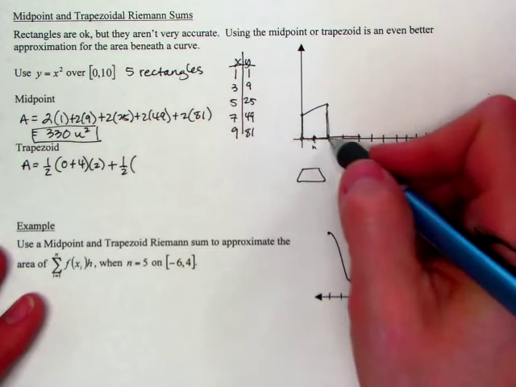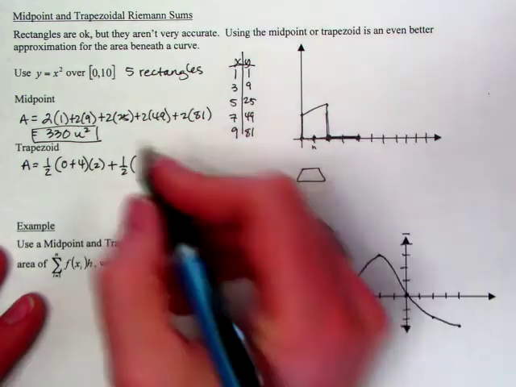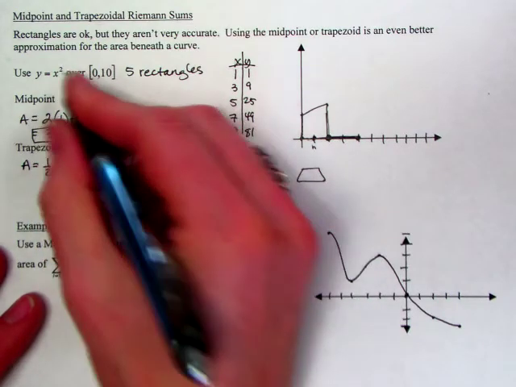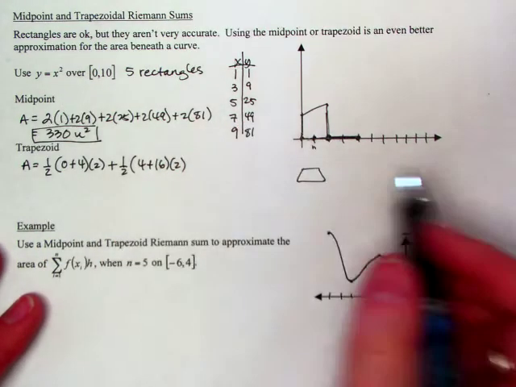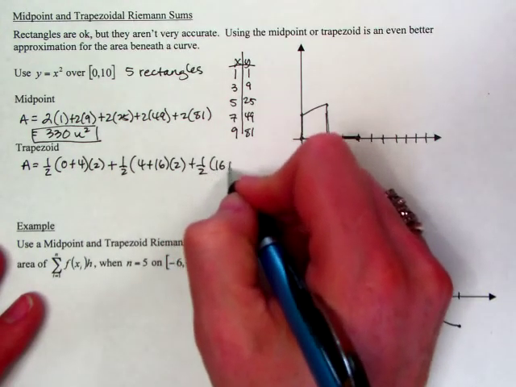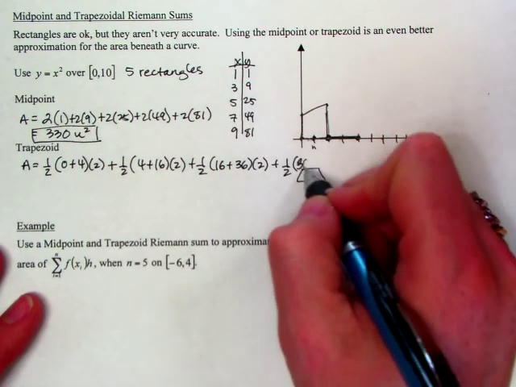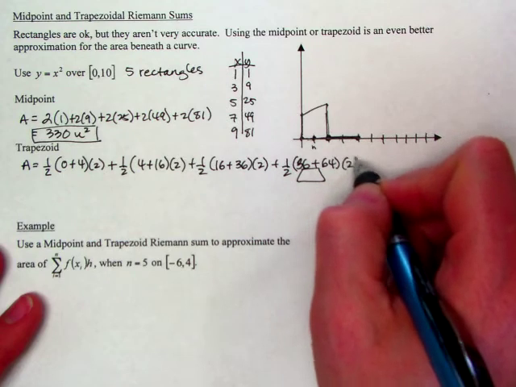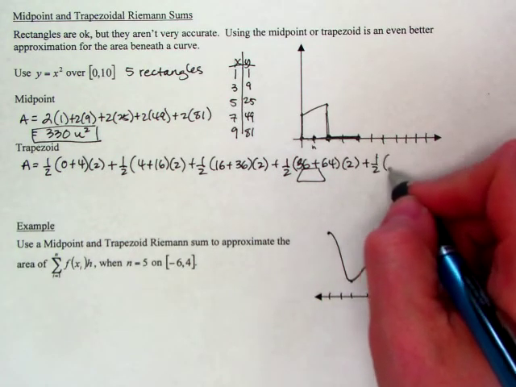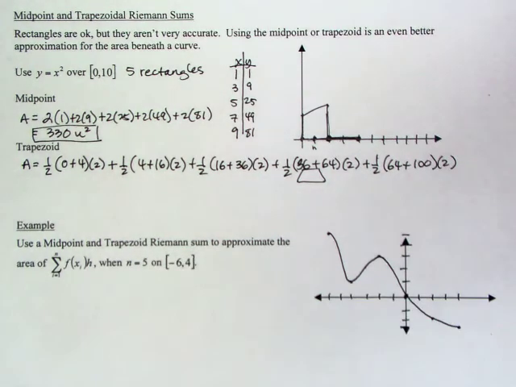Next trapezoid is going to go from 2 to 4. Still a width of 2, start at 2, end at 4. So from 2 to 4, I plug in a 2, I plug in a 4, and I still have a width of 2 on my trapezoid. Plus 1/2, it's going to use 4 and 6. So 4 plugged in, 6 plugged in, still a width of 2. Next one's going to use 6 and 8. So 6 plugged in, 8 plugged in, still a width of 2. Last one to get plugged in is going to be 8 and 10. Still a width of 2. And now I just have to add all this up. And I get a total of 340.